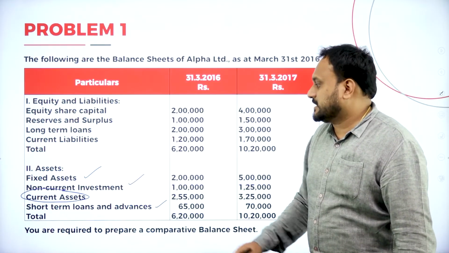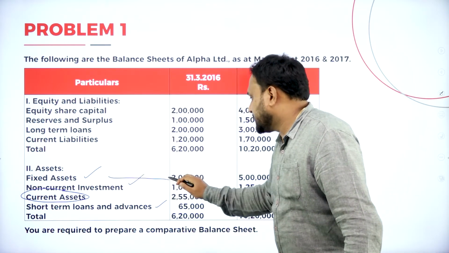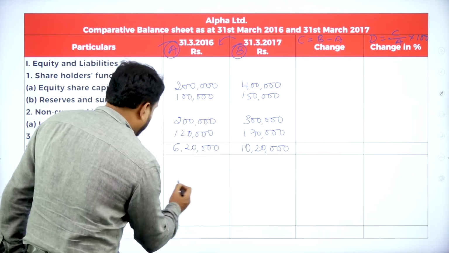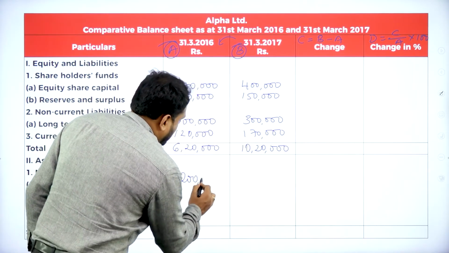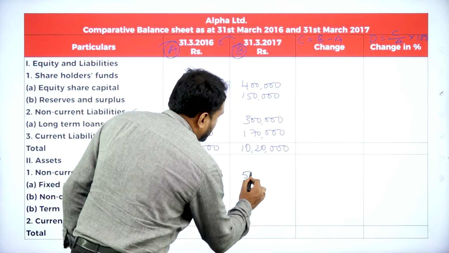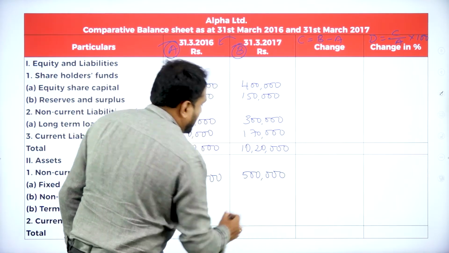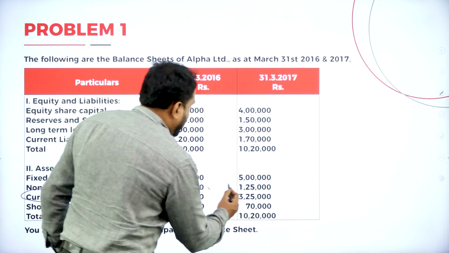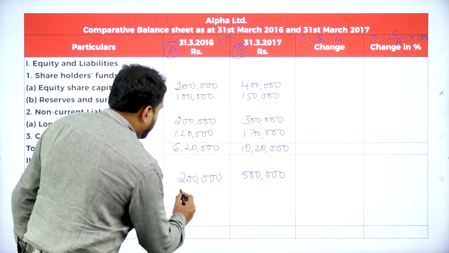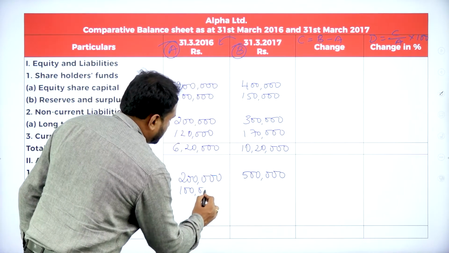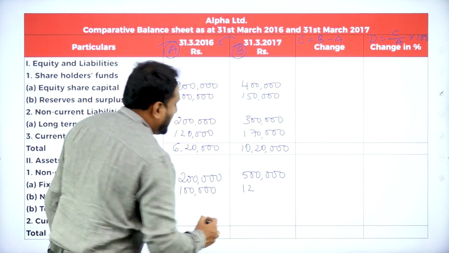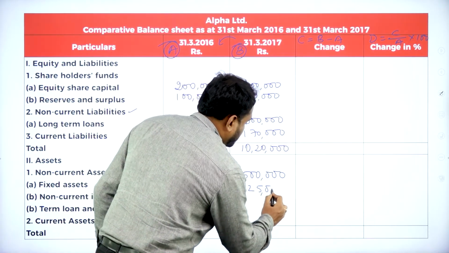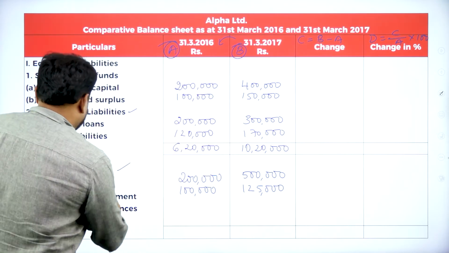Now fixed asset, how much is the fixed asset? The fixed asset is 2 lakh and 5 lakh. So fixed asset is how much here? 2 lakh. And here we have 5 lakh. Done. After that, non-current investment is 1 lakh here, 1 lakh 25 here. So we'll write here 1 lakh and 1 lakh 25,000. Done. So the non-current part is also done.